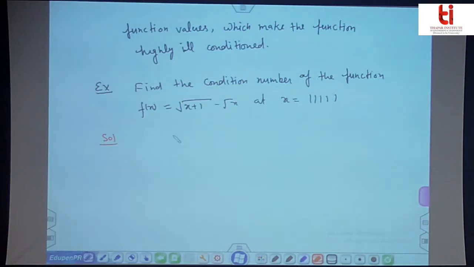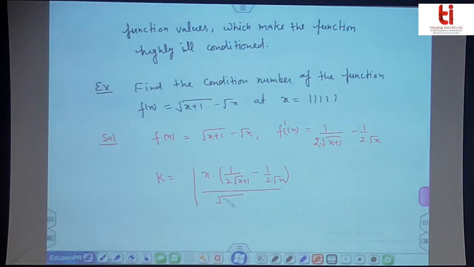The condition number of this function will be what? We will compute the condition number of this function. Then f(x) is under root x plus 1 minus under root x. f dash x will be 1 upon 2 under root x plus 1 minus 1 upon 2 under root x. The condition number will be x times (1 by 2 under root x plus 1 minus 1 by 2 under root x) upon the function, which is under root x plus 1 minus under root x.